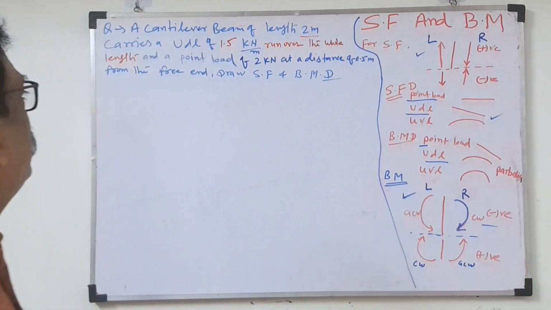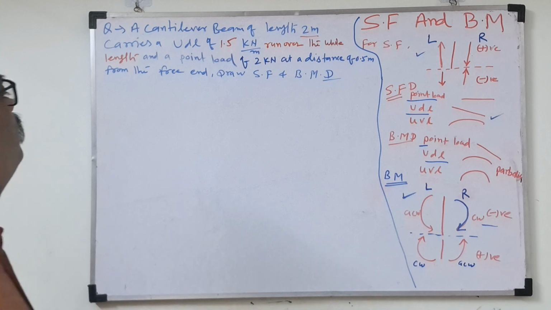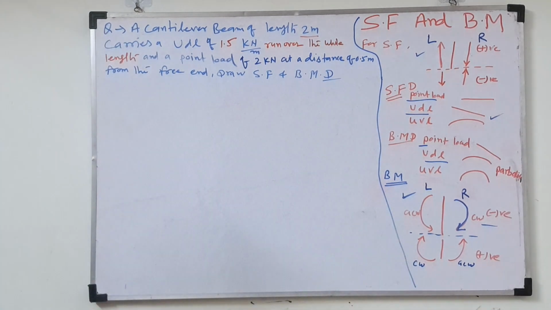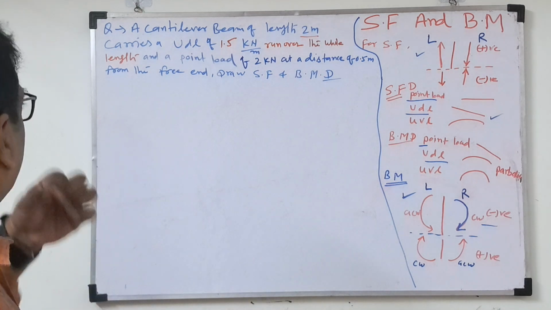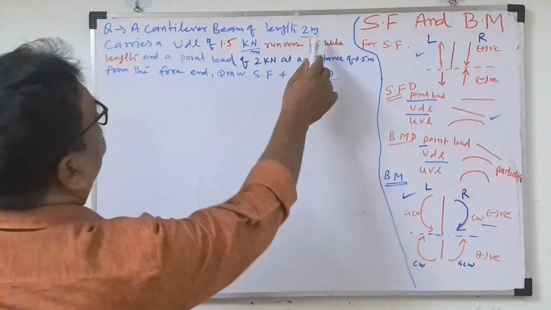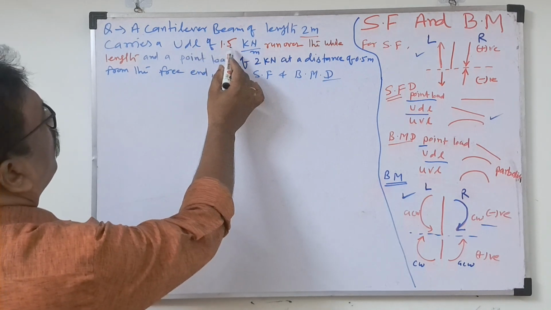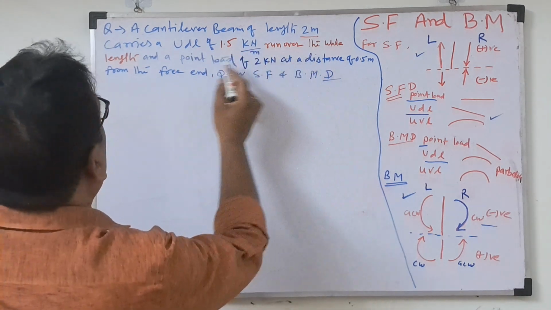Today I am going to solve the shear force and bending moment diagram for a cantilever beam with a combination of point load and UDL. The problem: a cantilever beam of length 2 meters carries a uniformly distributed load, that is called UDL, of 1.5 kilonewton per meter run over the whole length.